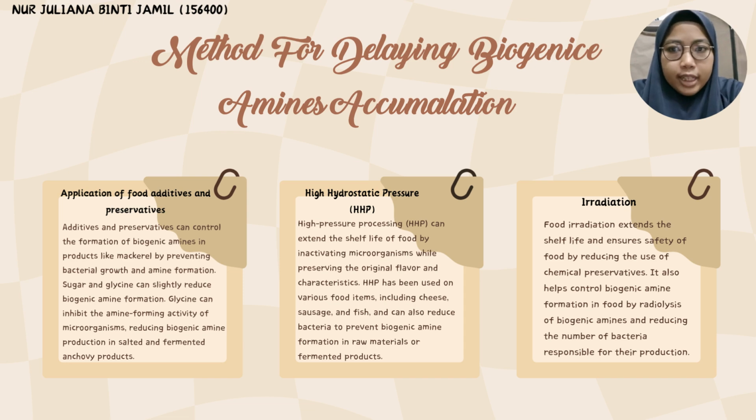The first is application of food additive and preservative. Additive and preservative can control formation of biogenic amine in product like mackerel by preventing bacterial growth and amine formation. For example, sugar and glycine can slightly reduce biogenic amine formation. Glycine can inhibit the amine forming activity of microorganisms, reducing biogenic amine production in salted and fermented and coffee product.